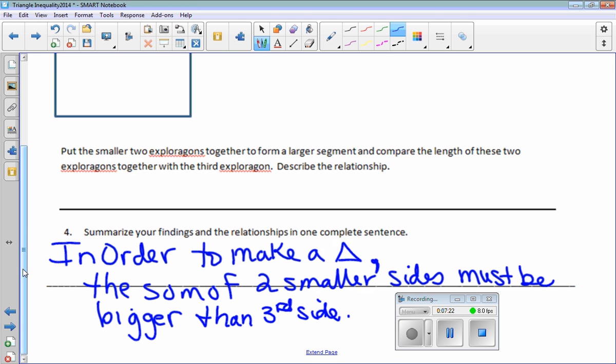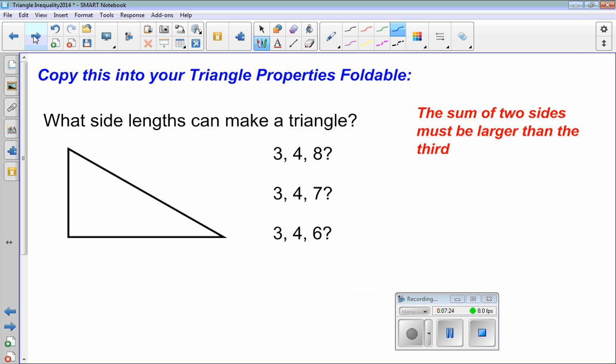Okay. So in your foldable, I want you to copy this into the top part of the next page. So we should be on right after the exterior angle theorem, I think. Does that sound right? So we should be folding on the next page here, and I want you to write it up here. Copy this whole page. What side lengths can make a triangle? And I want you to put that right on top. Everything you see there, except for the blue, goes in there.